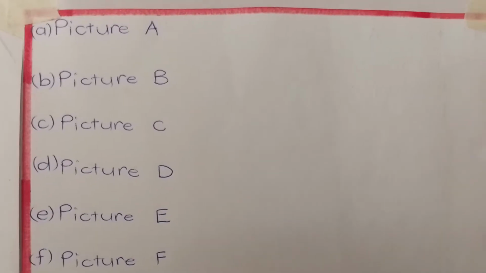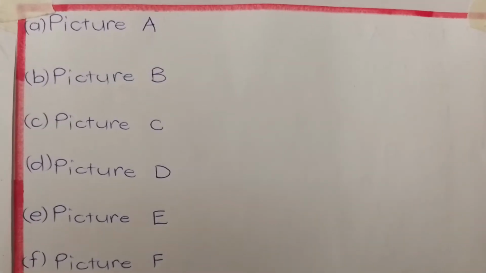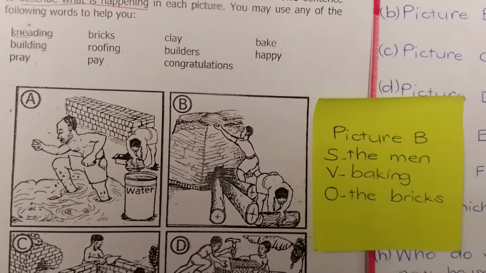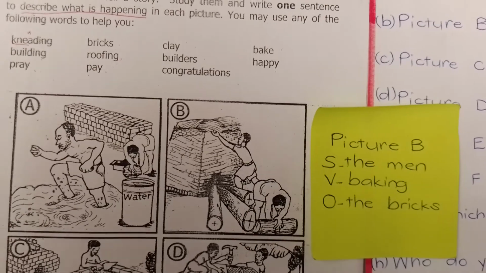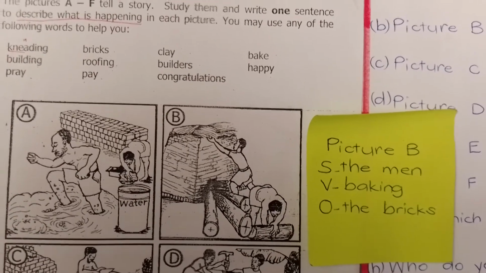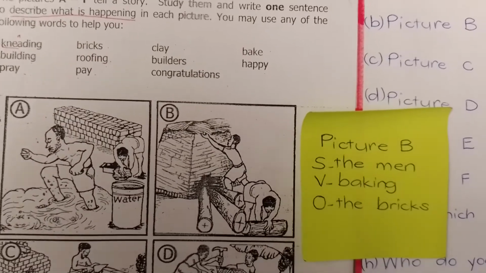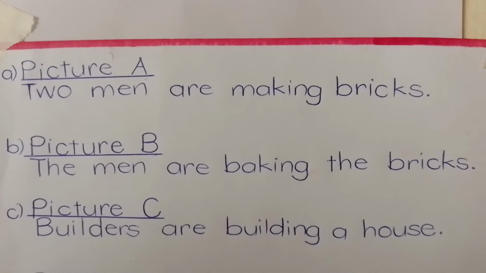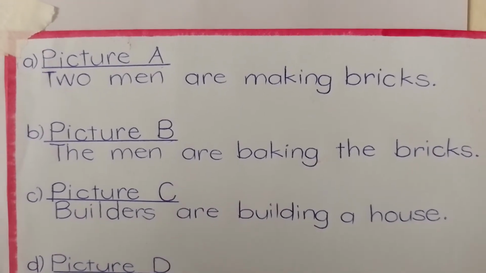So we now go to B, and we are supposed to describe picture B. Add these words, the men baking the bricks. So we come up with the sentence as, the men are baking the bricks. Our answer appears like that. The men are baking the bricks.